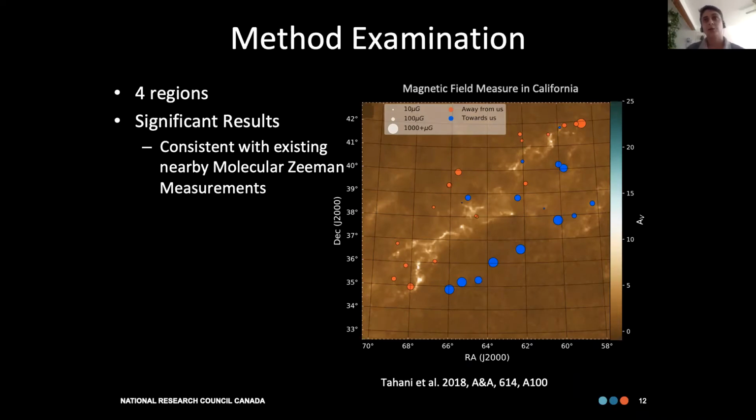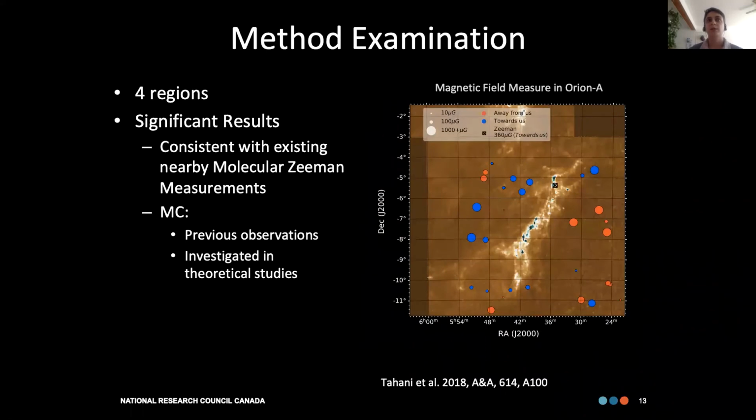And so this map shows the California region again. The circles show the magnetic field. The blue shows magnetic field toward us, red shows magnetic field away from us. So if we look a bit carefully, we see that at one side magnetic fields are pointing toward us, at the other side they're pointing away from us.